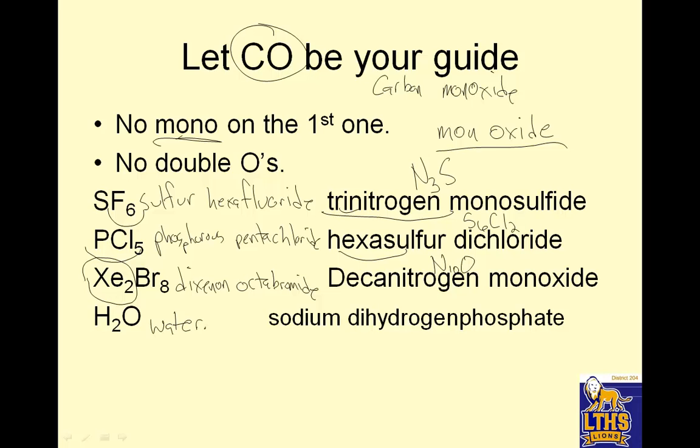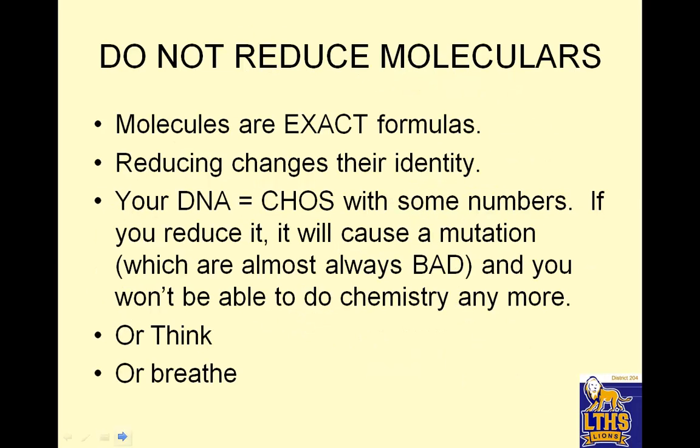Sodium dihydrogen phosphate, that's a metal. So I do my charges. Dihydrogen phosphate is H2PO4 negative. So it is NaH2PO4. Be careful. I tricked you. Do not reduce molecules. Molecules are exact formulas. Reducing changes the identity.